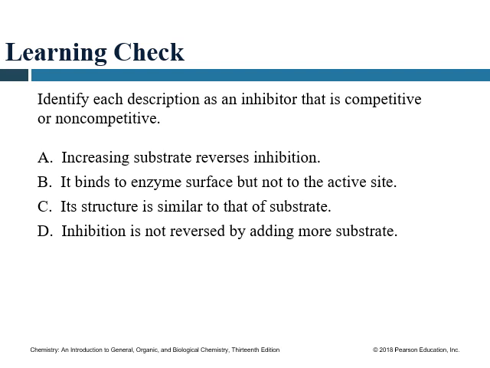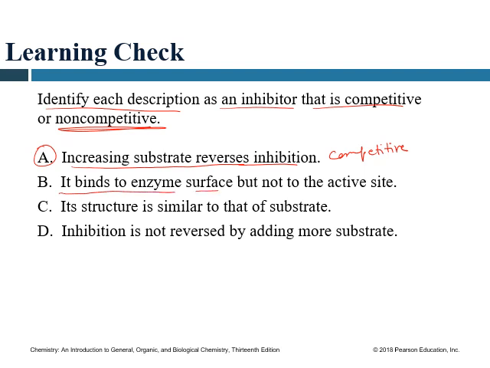Now let's take one problem and apply the concepts that we learned. Identify each description as an inhibitor that is competitive or non-competitive. So you have to figure it out. Option A says increasing the substrate reverses inhibition. So we know that reversal means it is competitive, right? Next, it binds to an enzyme surface but not on the active site. That means non-competitive.